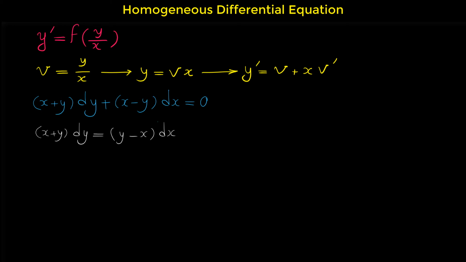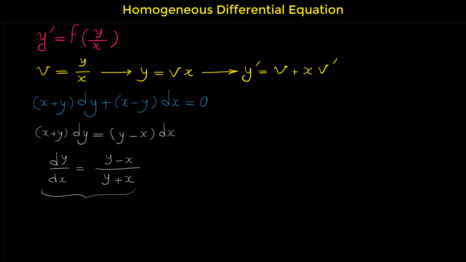Now, if we bring this x plus y to the denominator here, and if we bring dx to the denominator of dy, we have dy over dx. Note that dy over dx is y prime. dy over dx equals (y minus x) over (y plus x).